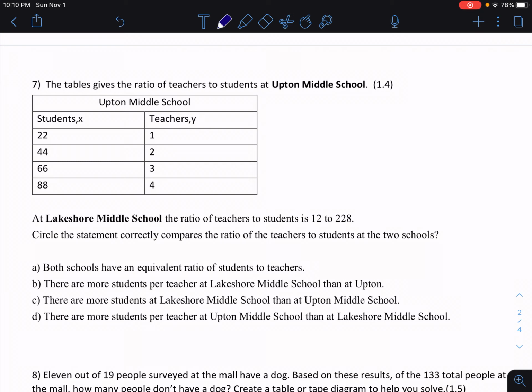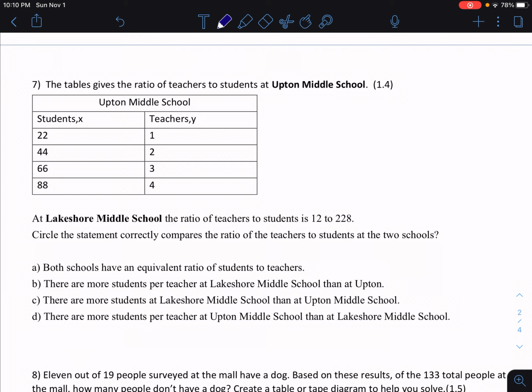So A, both schools have an equivalent ratio. There are more students per teacher at Lakeshore than Upton. There are more students at Lakeshore. There are more students per teacher at Lakeshore Middle School than at Upton. There are more students at Lakeshore than at Upton. Or there are more students per teacher at Upton Middle School than at Lakeshore.